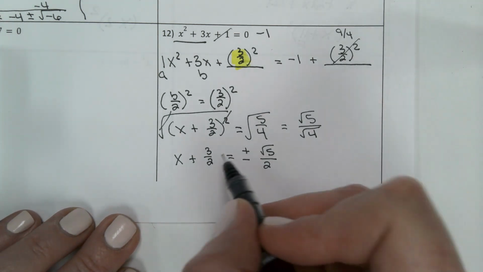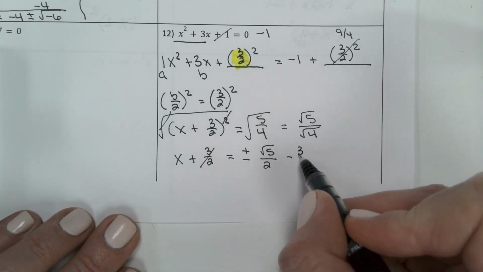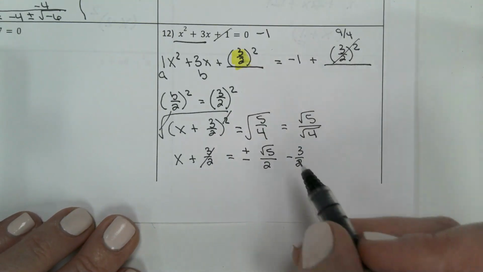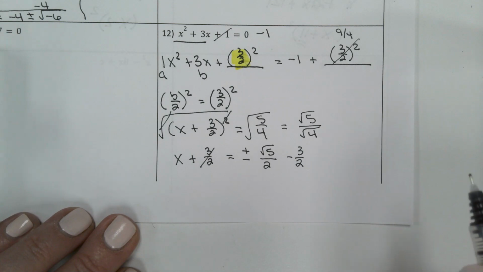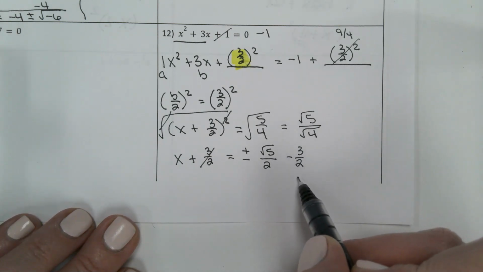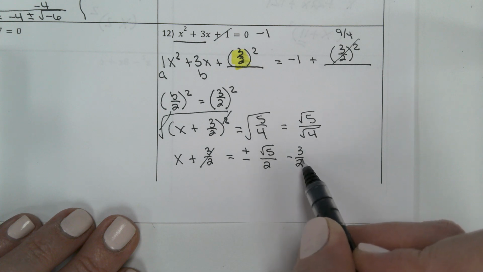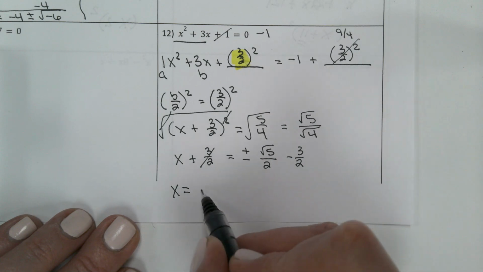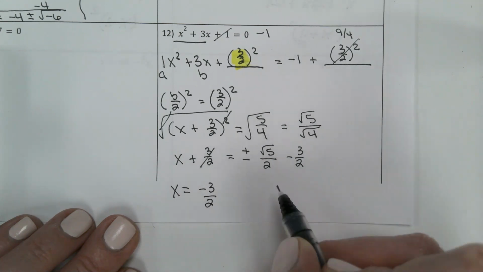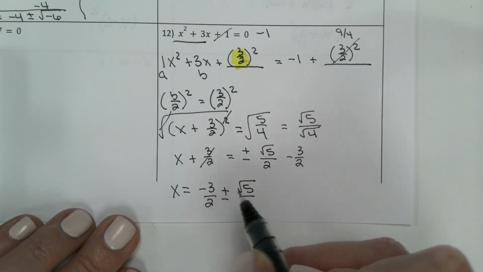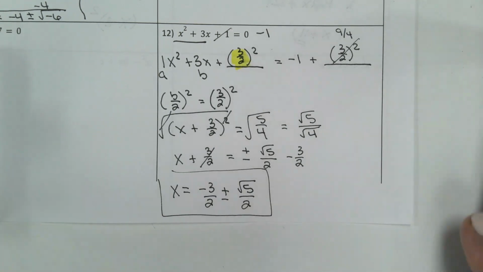I need to solve for x, so I'm going to subtract my 3/2 over to the other side. I'm not sure if we've done the quadratic formula or not, but you usually put the number first and the radical second. So x equals negative 3/2 plus or minus the square root of 5 over 2. And check the notes for the other one. Thanks.